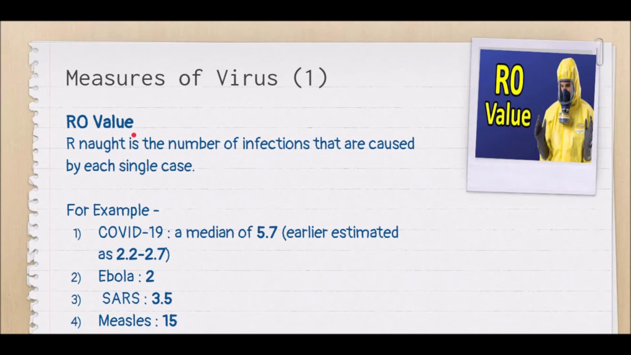Whereas the R0 value for Ebola was 2, which shows that each person who was infected from Ebola would spread that virus to 2 other people.